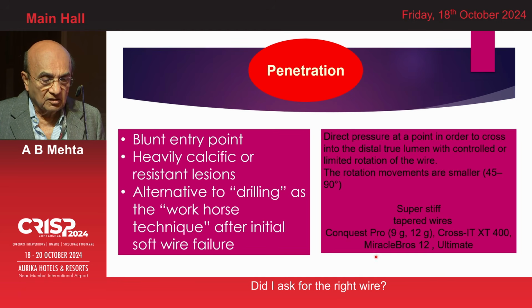Now the strong wires are Conquest Pro here, Crusade XT400, Miracle Brothers 12, and Ultimate. So what is the difference and what should I use? Well, Conquest is my favorite wire for the following reasons. It has a hydrophilic coating except at the tip, and it has a very fine penetrability and torqueability. Also, they are tapered. In contrast, the Miracle Brothers also has a 12 gram tip load, but it is not tapered, 0.014. So Conquest has certain advantage in terms of transmission of penetrability.